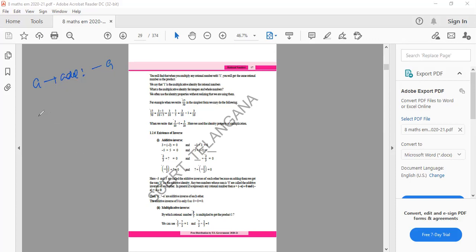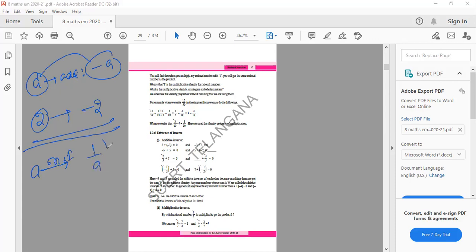If 2 is a number, for its additive inverse you just write a minus before it. Okay. Additive inverse means if a is a number, you write minus of the number, and you get the additive inverse. Now multiplicative inverse: a is a number, the multiplicative inverse of a is 1 by a. Am I clear?